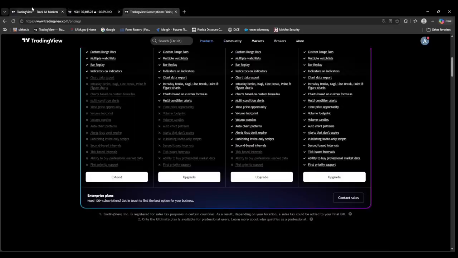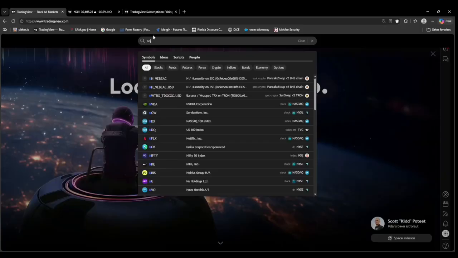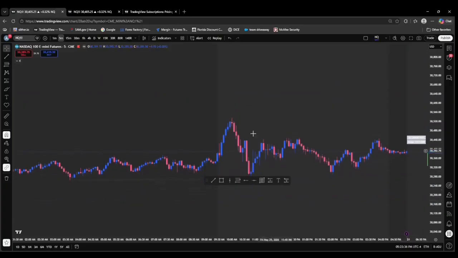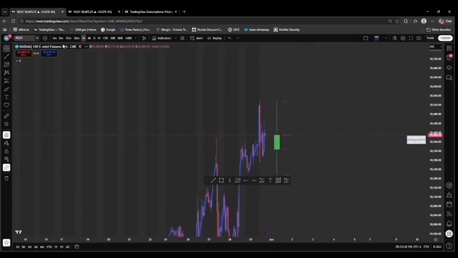All right. So this is Tradingview. My baby is NQ, so we're going to go to NQ. All right. So uptrend versus downtrend. Okay, let's go. So we're just going to start right here.